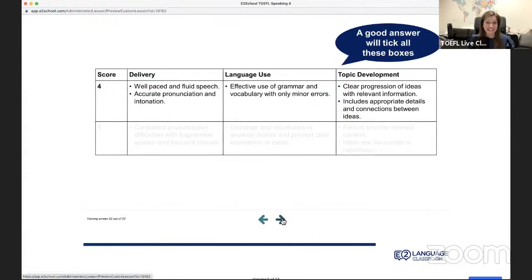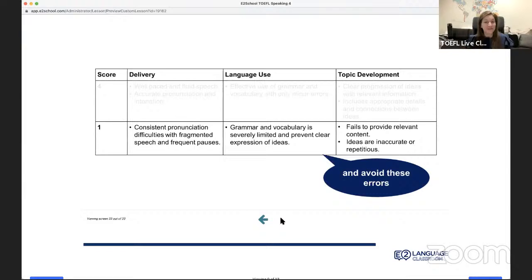So a really good answer, a 4 band, will tick all of these boxes. It will have well-paced and fluid speech with accurate pronunciation and intonation. It will effectively use grammar and vocabulary with only minor errors. Remember, we saw a few errors here. That's okay. It'll still get you a 4 if they're minor, if they don't change the meaning. And you'll have a clear progression of ideas with relevant information, including appropriate details and connections between our ideas.